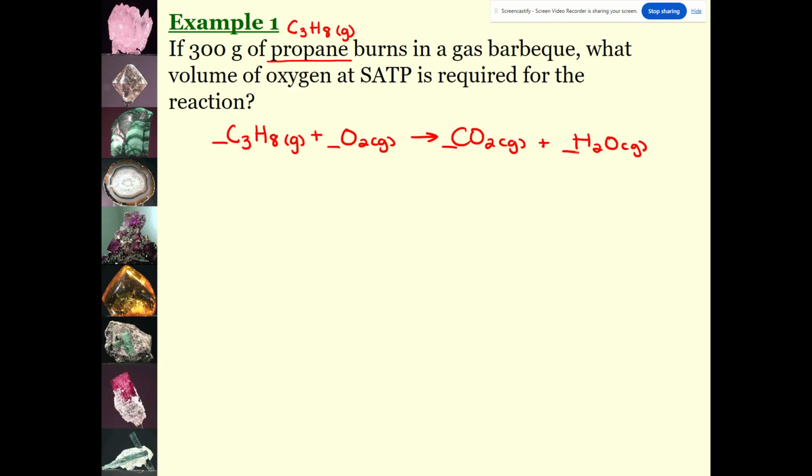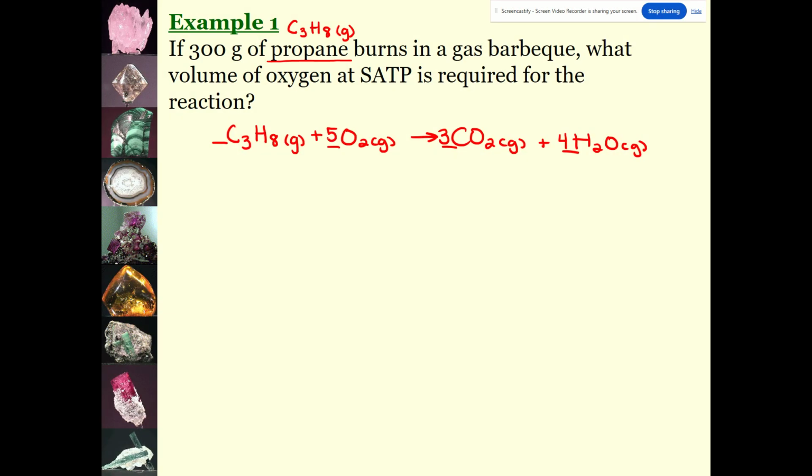We have 3 carbons in our propane, so I'm going to make 3 carbon dioxides. I have 8 hydrogens in my propane, so 4 times 2 in my water molecules make 8 hydrogens. Then I add up the oxygens on the product side. There's 6 from the 3 carbon dioxides and 4 from the 4 water, so there's 10 on the product side.